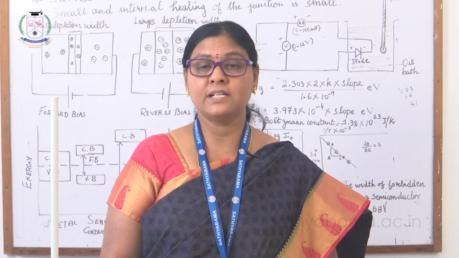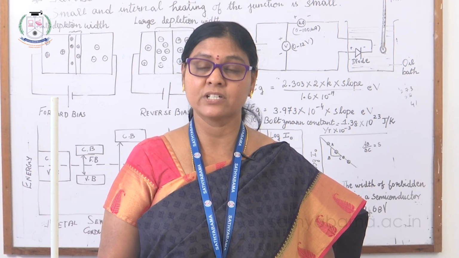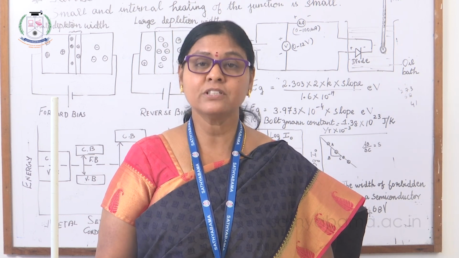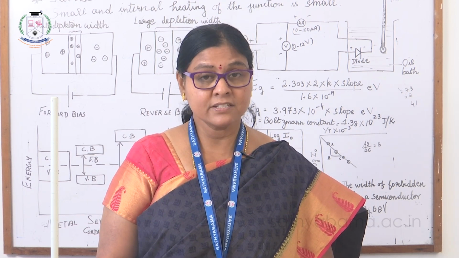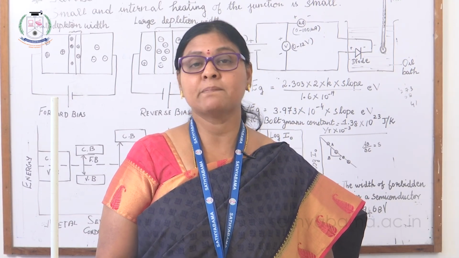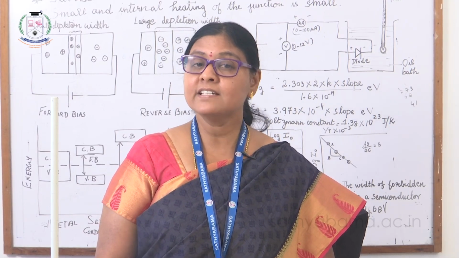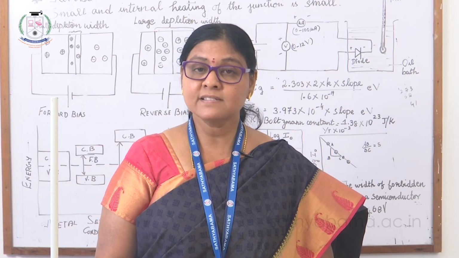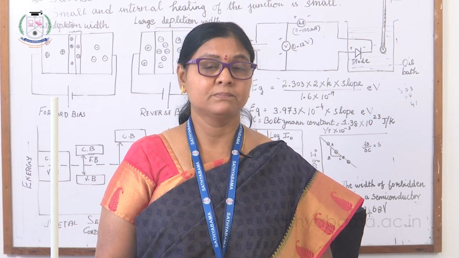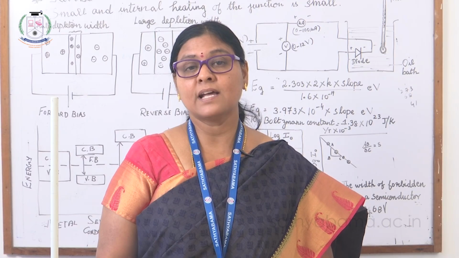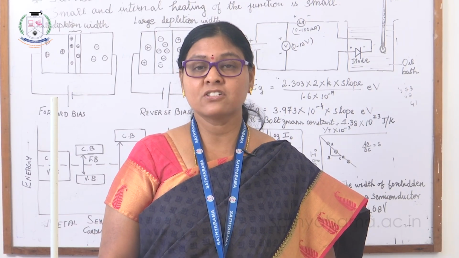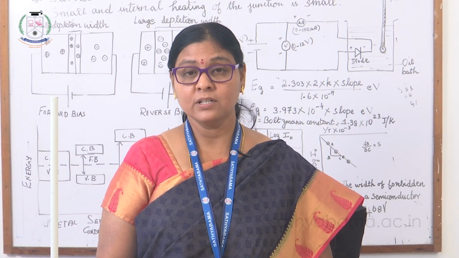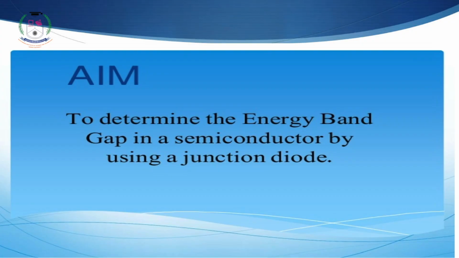Now, all of you are familiar with a PN junction diode. You know that a PN junction diode is made by placing a P-type semiconductor and an N-type semiconductor adjacent to each other. So that we call a PN junction diode. Now, when such a junction is formed, we know there is going to be a formation of the depletion region.